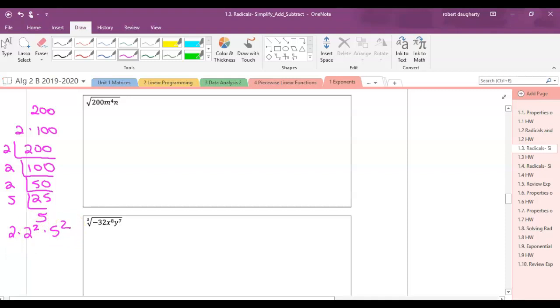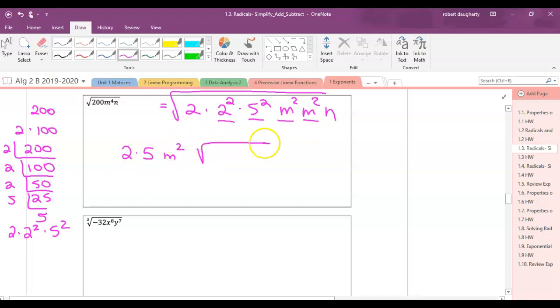So I've tried to organize these into perfect squares because of that square root. So this is 2 times 2 squared times 5 squared times m squared n. That's m to the 4th n. So perfect square. Square root of 2 squared is 2. Square root of 5 squared is 5. Square root of m squared is m, and I have 2 of those guys. What's left under this radical is the square root of 2n. So this is 10 m squared times the square root of 2n.